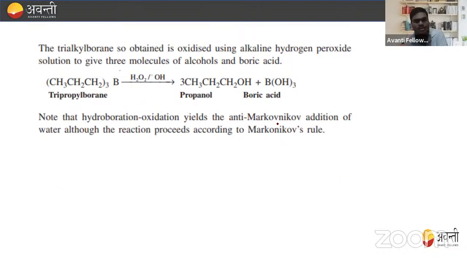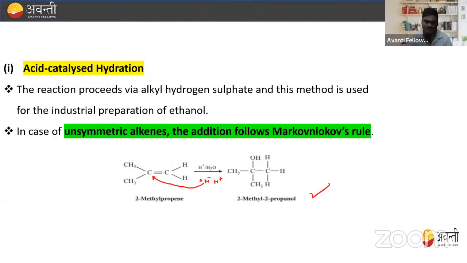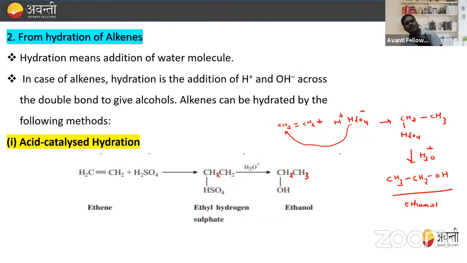Now the trialkyl borane so obtained is oxidized using alkaline hydrogen peroxide solution to give 3 molecules of alcohol and boric acid. Note that hydroboration oxidation is the anti-Markovnikov addition of water, although the reaction proceeds according to Markovnikov's rule. So one important note here: in the case of how to prepare alcohol from alkene, we study 3 methods. The first one is acid catalyzed hydration.